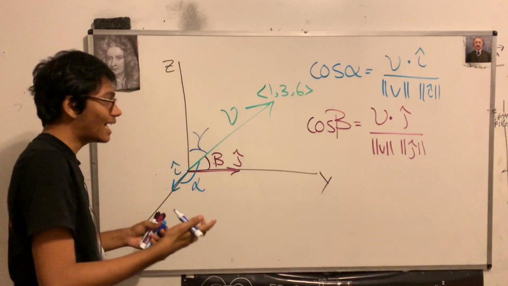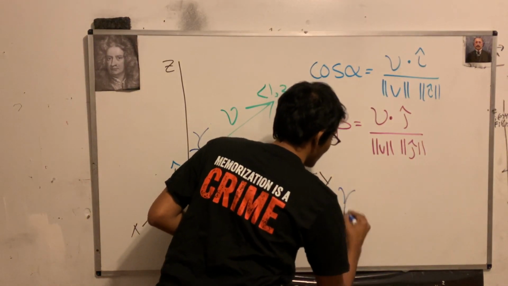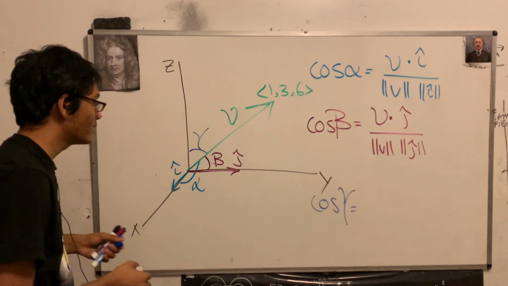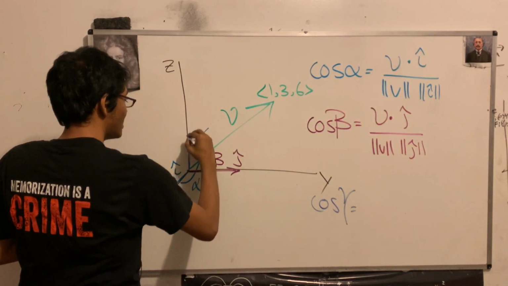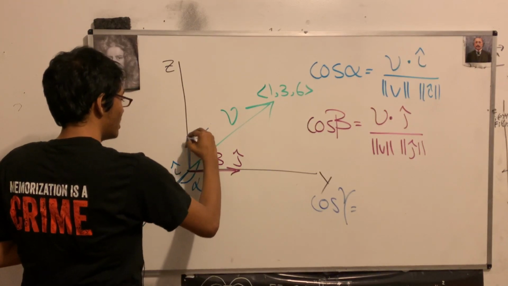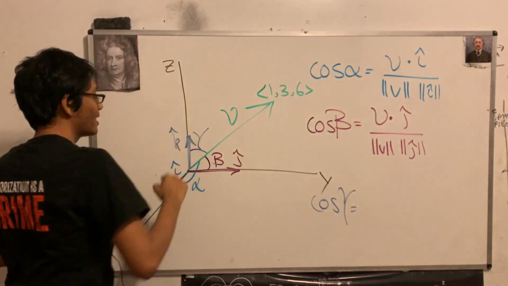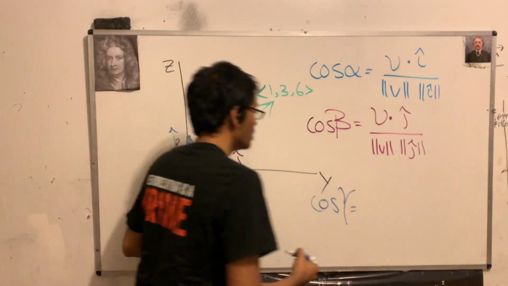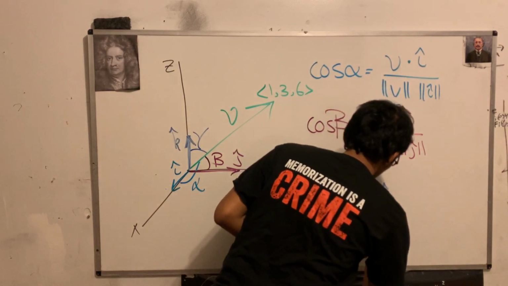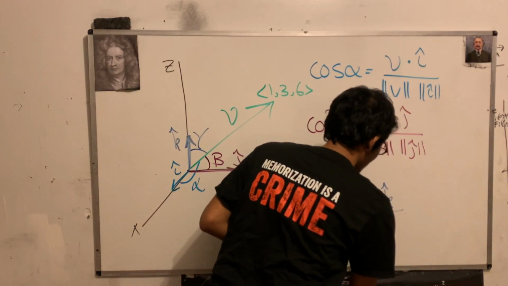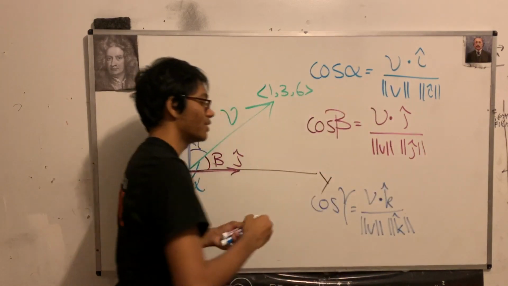And of course, finally, I can do the same thing for gamma, as you might imagine. I'm going to take the dot product of what? My goal is to find cosine of this angle gamma. To do so, what I have to do is find the dot product of my vector v with this unit vector in the z direction. And what's the unit vector in the z direction going to be? Well, it's going to be k hat. K for kite or kangaroo. So I'm going to have v dot k hat all over the magnitude of my vector v times the magnitude of k hat, which of course is a unit vector.